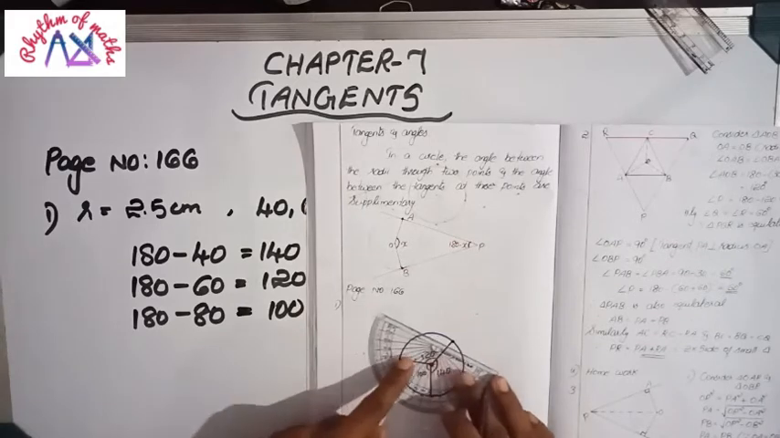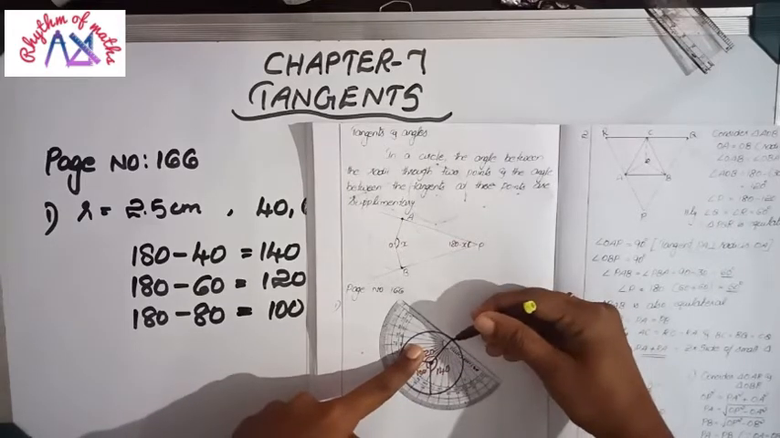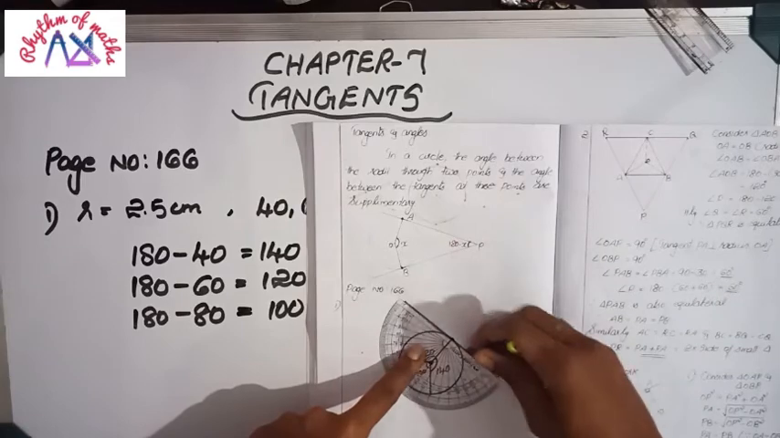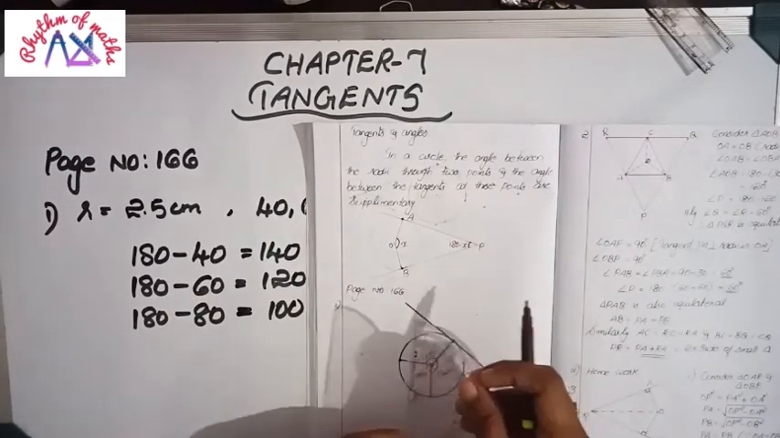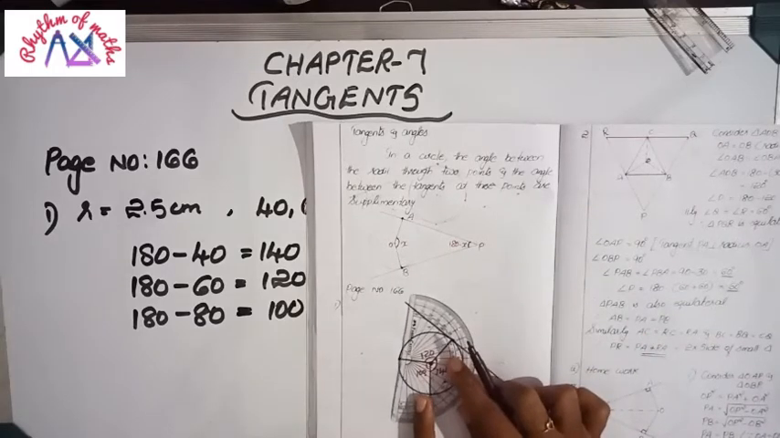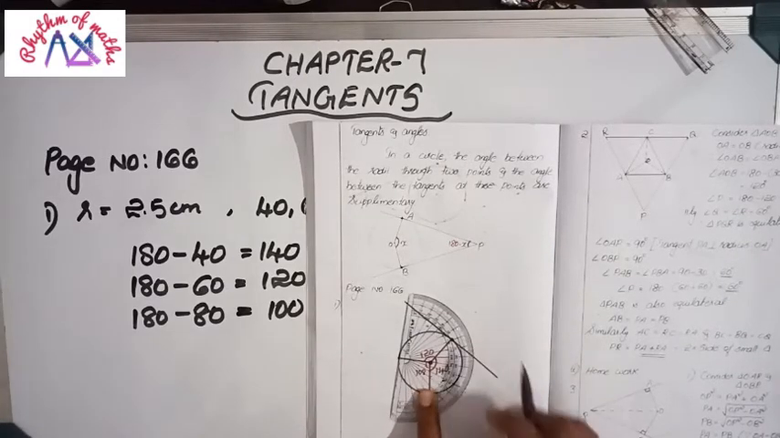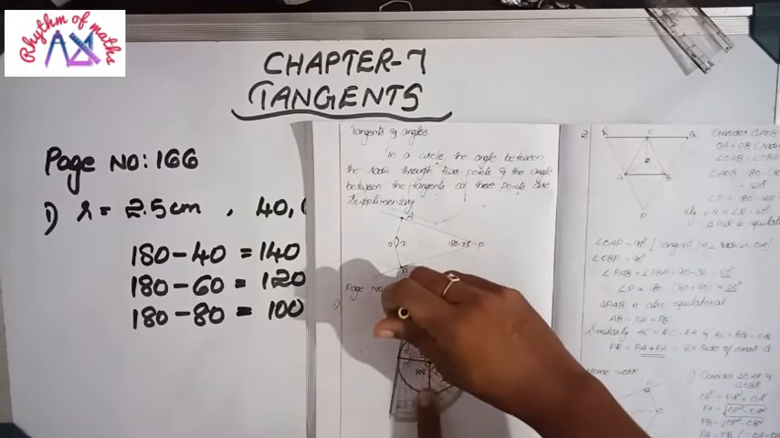First keep the protractor on the first radius, just by seeing the points. Now draw a line here. This is the first tangent. Same procedure through the next point. Keep the protractor on the next radius so that only the tip of the point is visible. Like this. Then draw the next tangent.